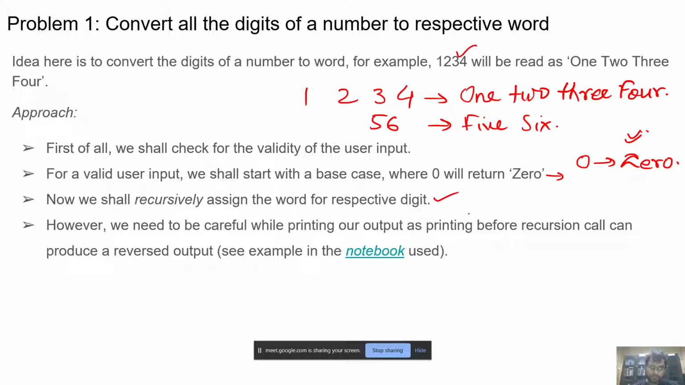But here we need to be careful that if we print the output before the recursive call, we may get an output that we are not even expecting. So we need to be careful, and we'll see what I mean. What I mean is that we need to be careful while printing our output.